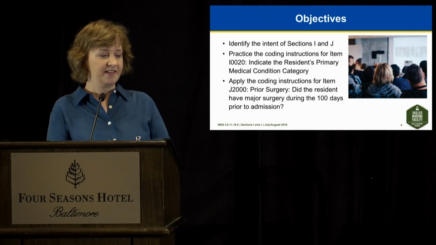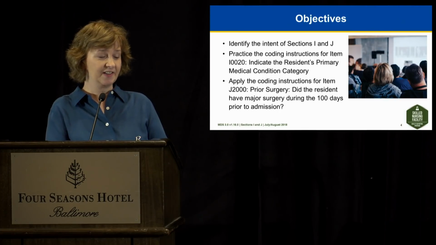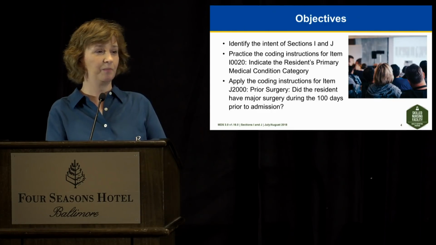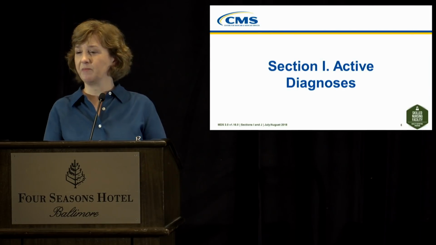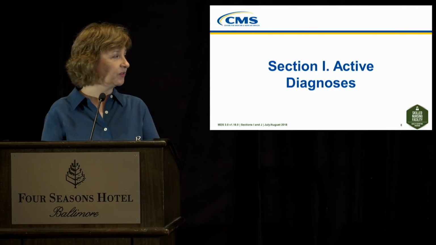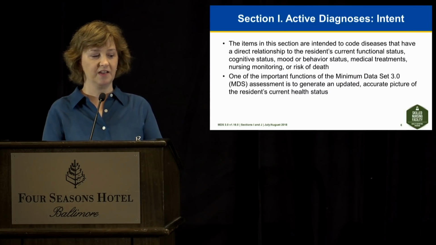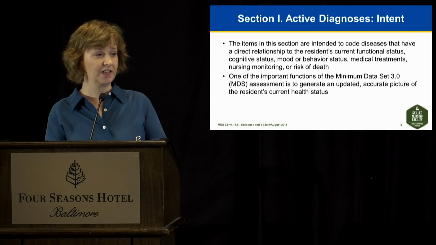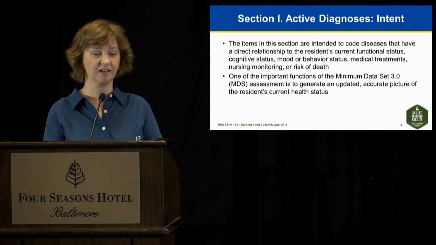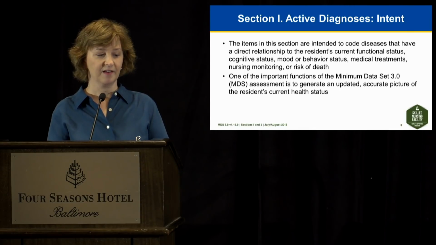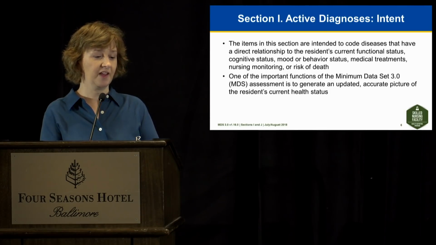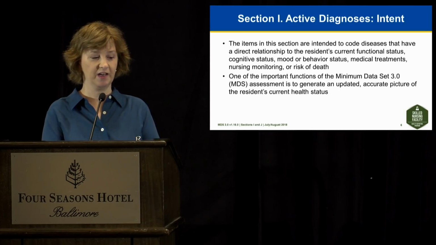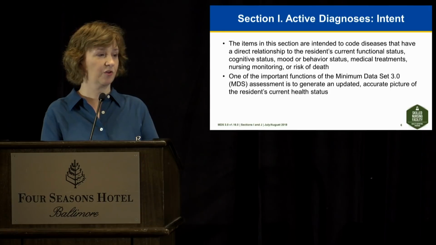Okay, so again, the objectives: it's my hope that you'll be able to identify the intent of these sections, do some practice, and apply some of the coding instructions for these two items. So we're going to begin with Section I, Active Diagnoses. For this section, the intent is that you are to code diseases that have a direct relationship with the resident's current functional status, cognitive status, mood or behavior status, medical treatments, nursing monitoring, or risk of death. One of the important functions of the MDS 3.0 assessment is to generate an updated, accurate picture of the resident's current health status.